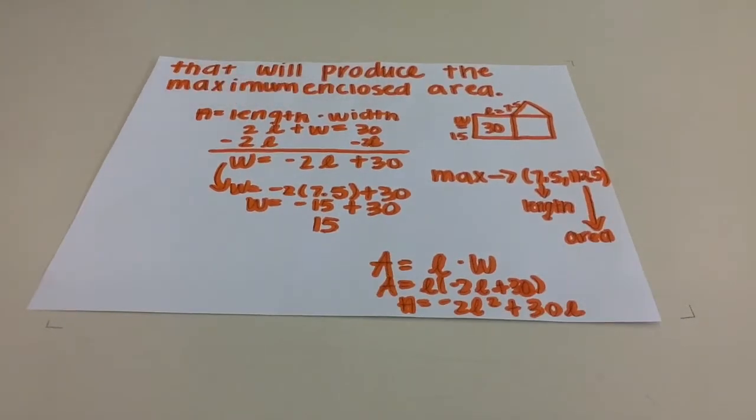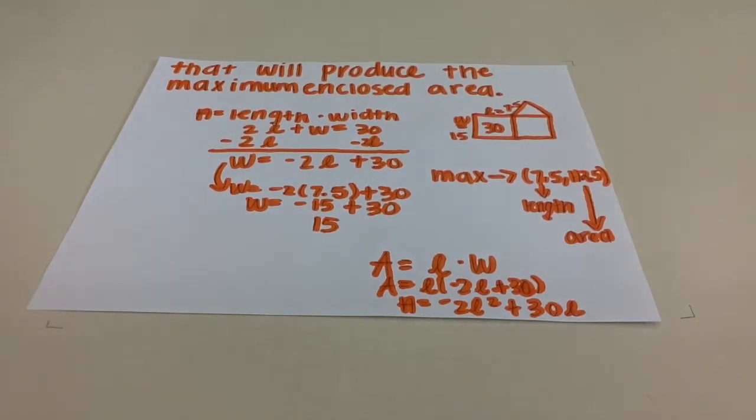He wants to produce the maximum enclosed area. Area equals length times width. 2L plus W equals 30 is our equation. You subtract 2L on both sides to get W equals negative 2L plus 30. You then plug in 7.5 as our length, which gives W equals negative 2 times 7.5 plus 30. W equals negative 15 plus 30. Our answer is 15. The maximum enclosed area would be our length of 7.5 and our area of 112.5.